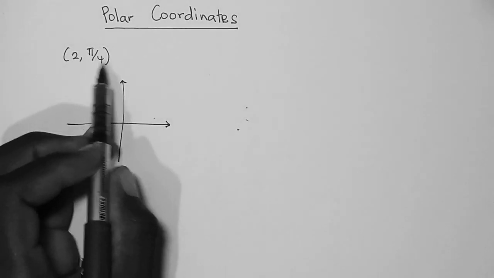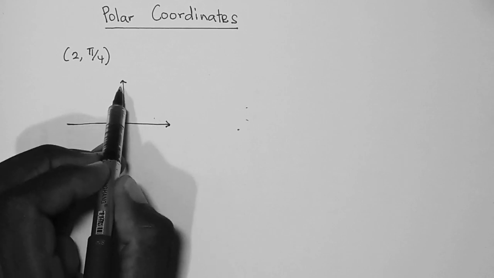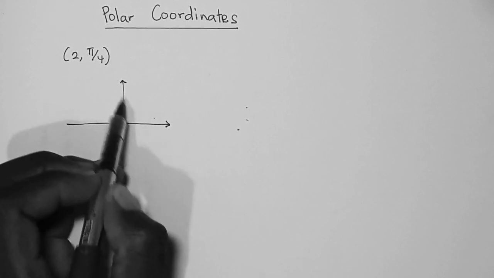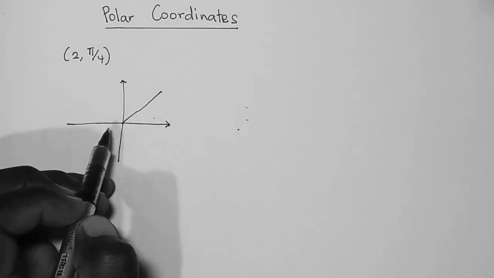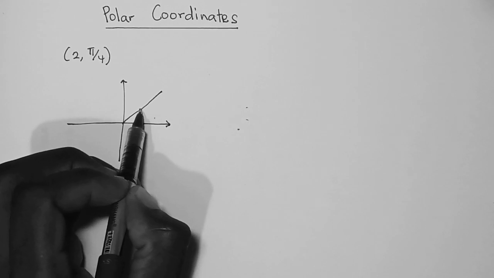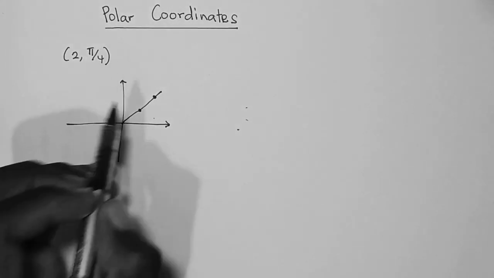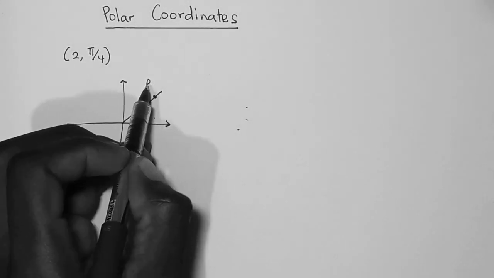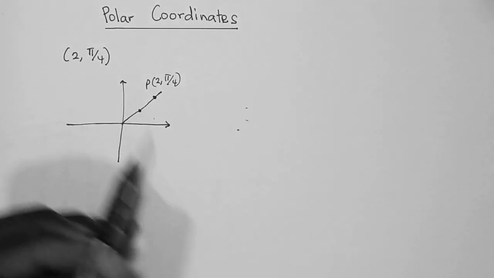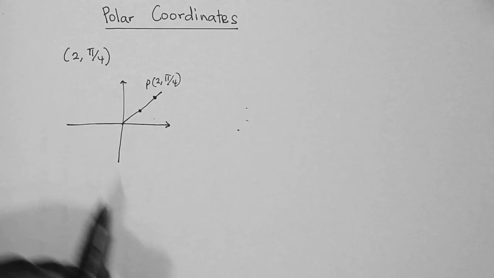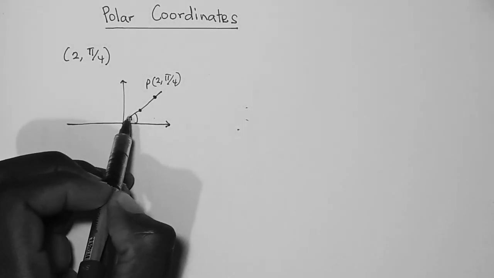So we'll first have to measure 45 degrees, which is pi on 4. Here's 90 degrees, so 45 degrees will be in the middle. And then it should be 2 units. If this is 1 unit, then here will be 2 units. So this is the point, let's say P, (2, pi over 4) on the polar axis. So here is pi over 4.